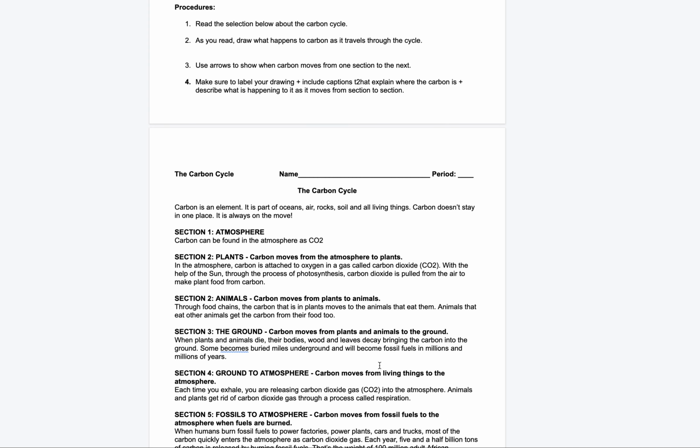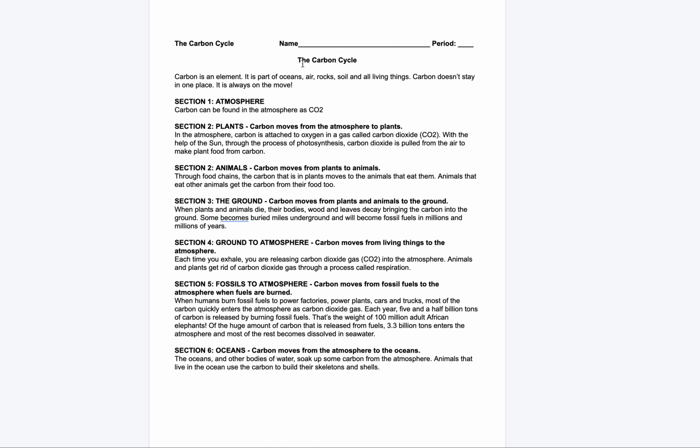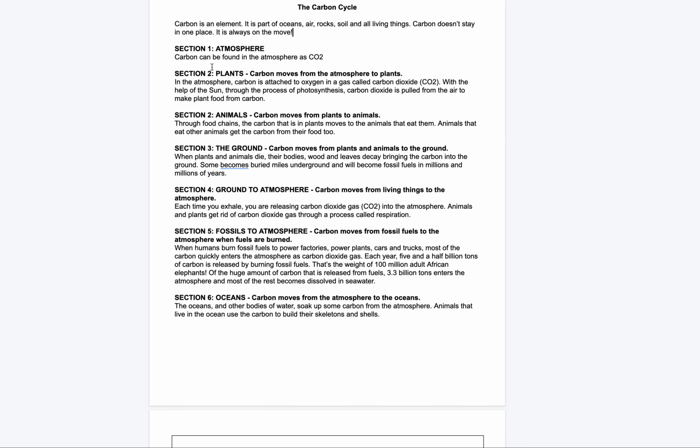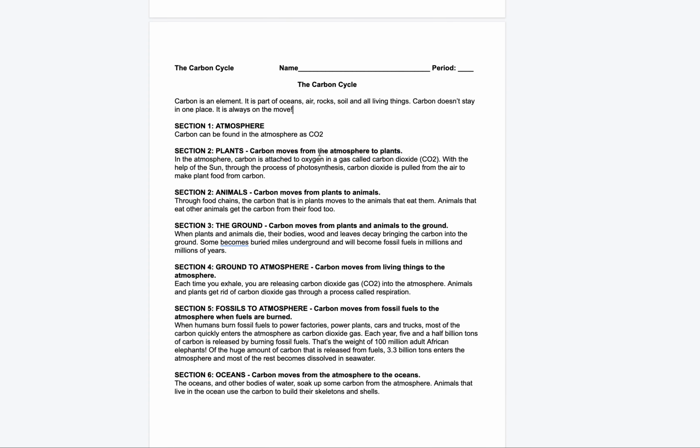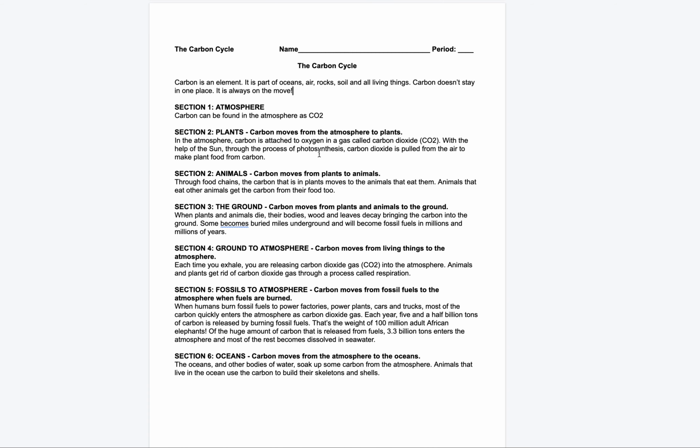So 4 is mastery. Okay, so right here, the carbon cycle. Carbon is an element. It is part of oceans, rocks, soils, living things. Carbon doesn't stay in one place. It's always on the move. All right, so section 1. So you're going to have some space right here. You don't have to do it on this paper. You can just do it on your own piece of paper and then take a picture and then upload it to Canvas. And again, like I said, there's many ways to do so. You can do it with your phone. You can take a picture with the camera on your computer and then upload it to Canvas.